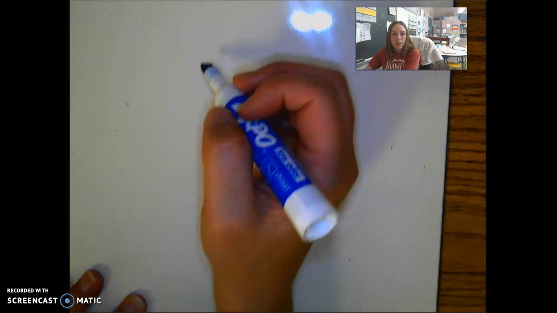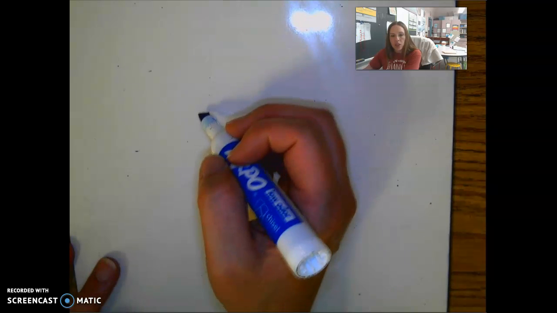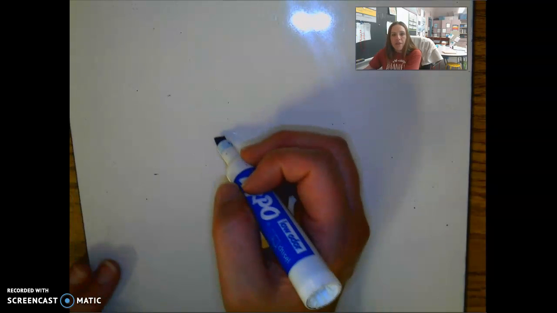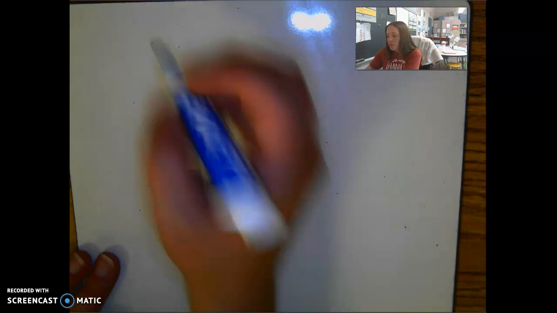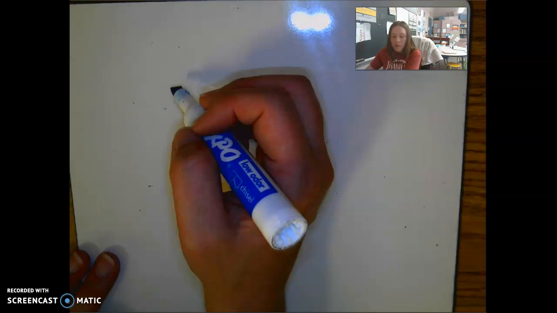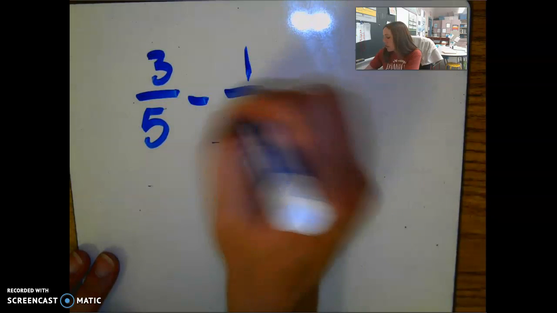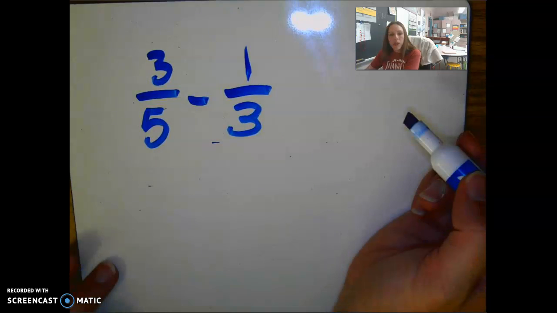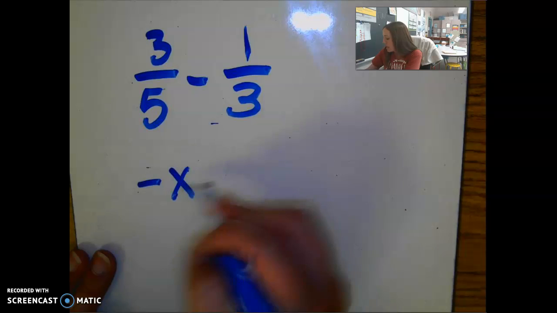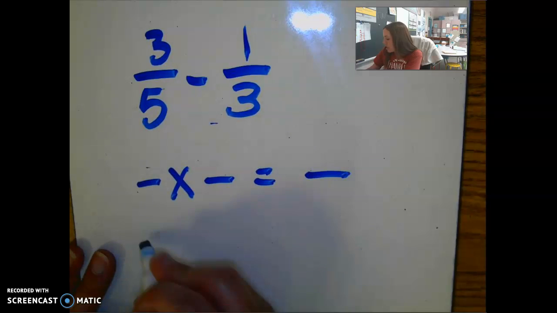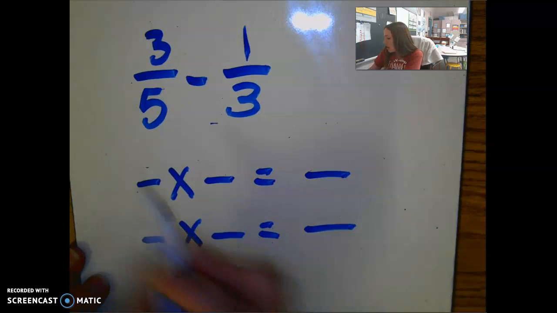Okay, let's see how this works mathematically by following the steps we talked about on Tuesday, by finding the least common multiple and using that to create our like denominators. So let's take 3/5 minus 1/3. Okay, so we are going to first do our dash times dash equals dash, taking both fractions and doing this process with them.